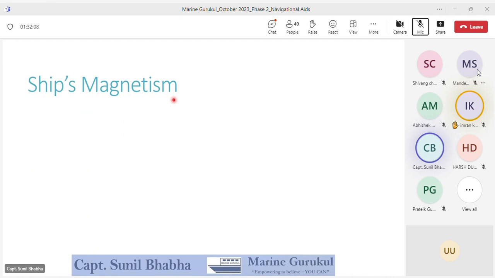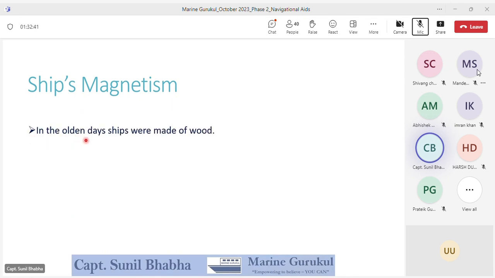So we are going to analyze what type of magnetism is present in the ship and how that magnetism of the ship affects the compass in a positive way or in a negative way, and eventually in the end we are going to see how we counteract or compensate the effects of the ship's magnetism on our magnetic compass. So let's go into these concepts one by one.